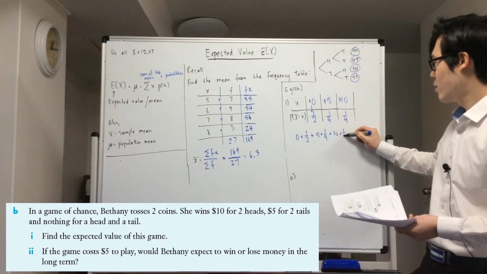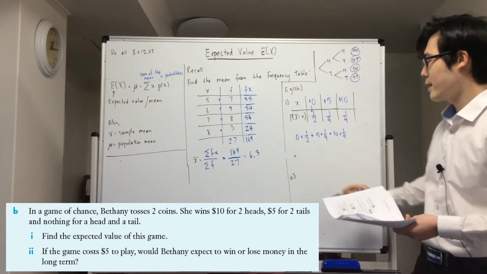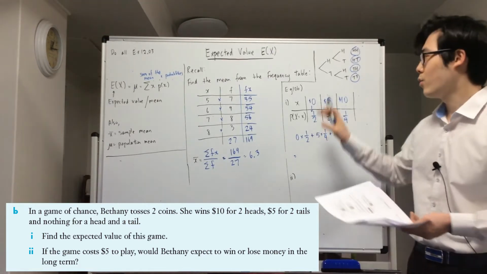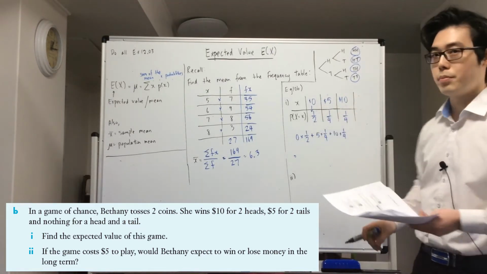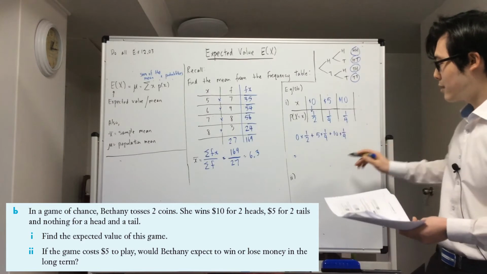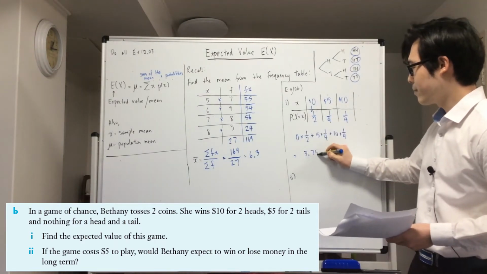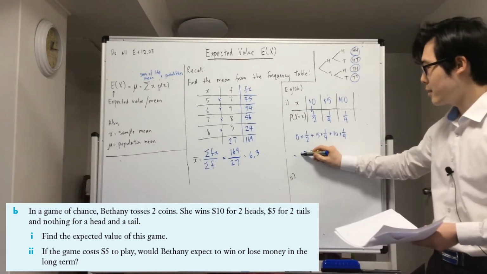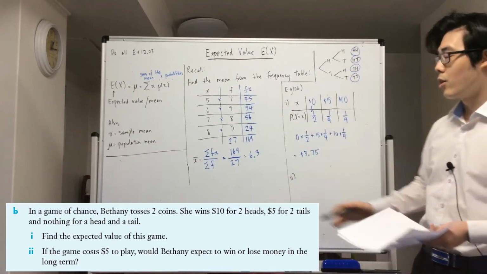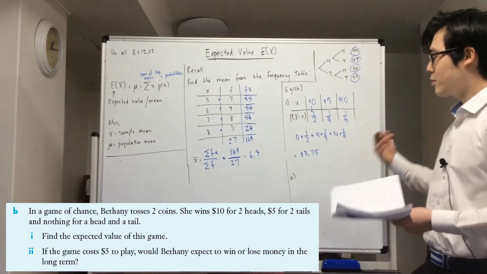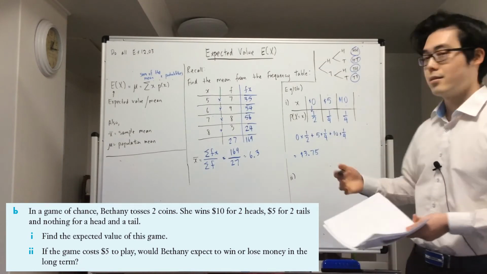Okay? What I'm actually doing by doing this is trying to find the average of all the amounts with the related probability of each. And if you put all this in the calculator, you get 3.75. And what that means is in this game, overall, you're likely to win $3.75 in this game.